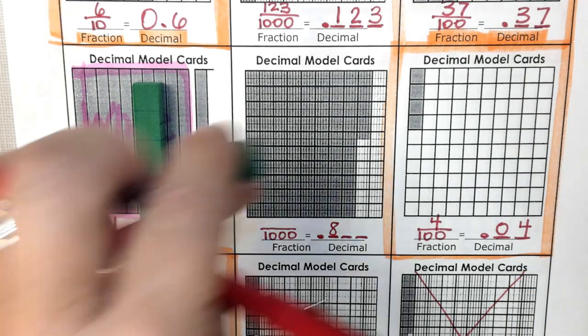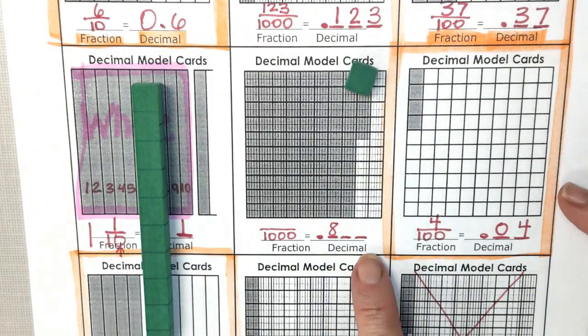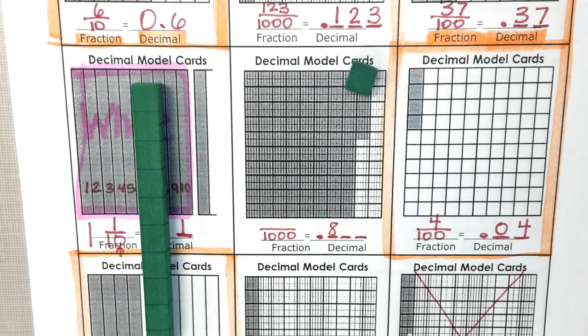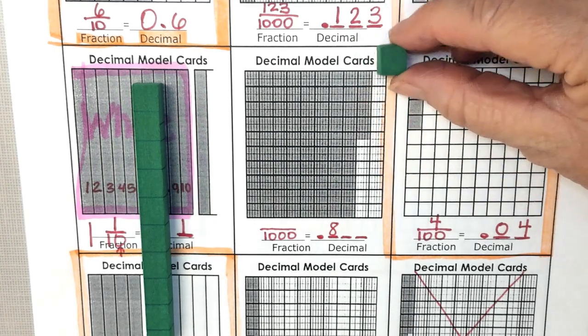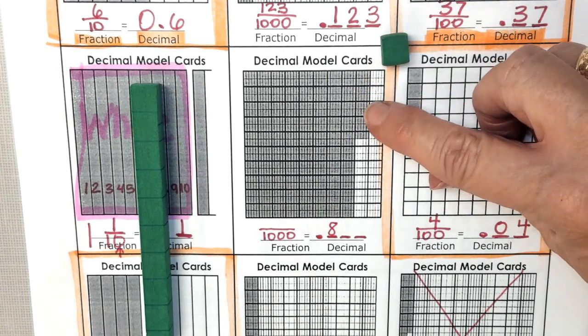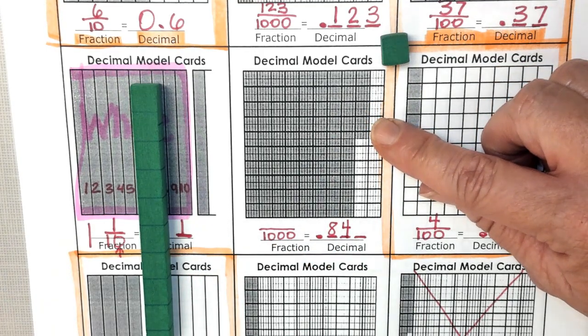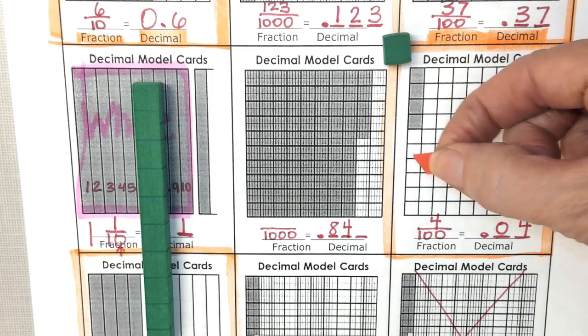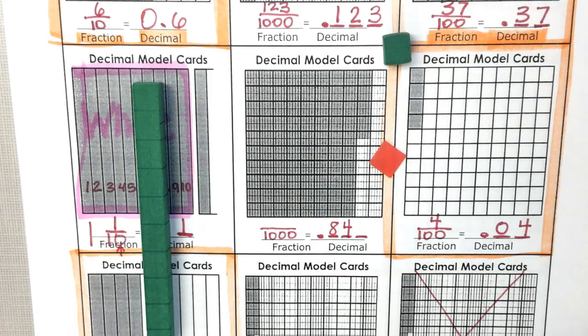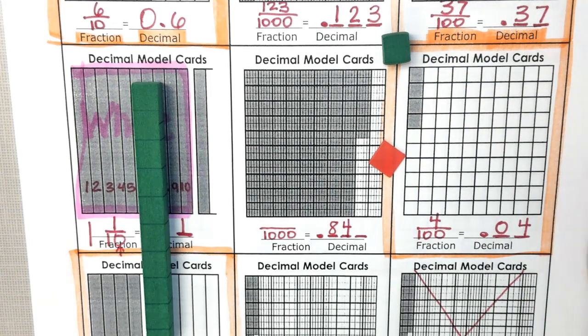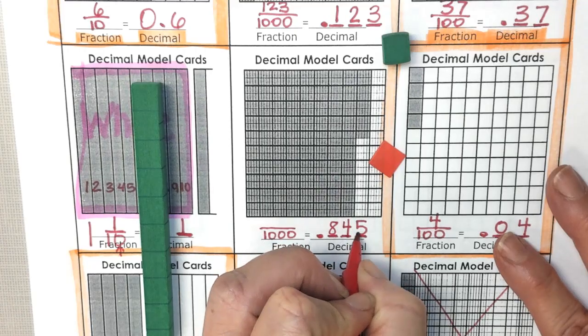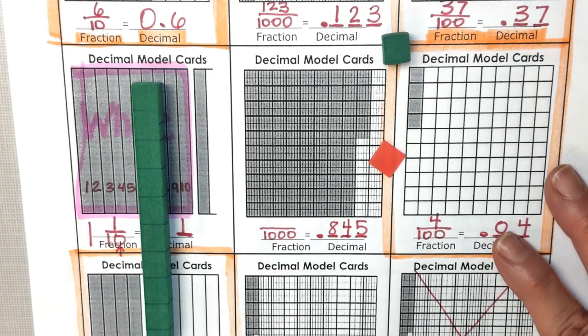How many units are in this model? Francisco. 4. 1, 2, 3, 4. 4 goes in the hundredths place. How many thousandths are in this model? Graham. 5. 845 thousandths is how many are in this model.